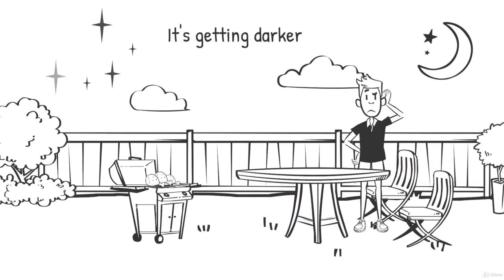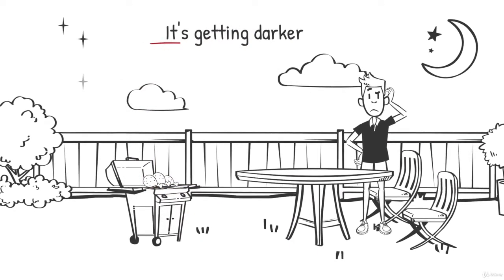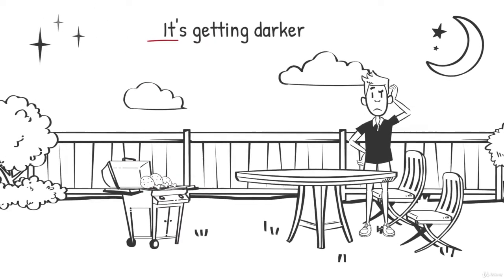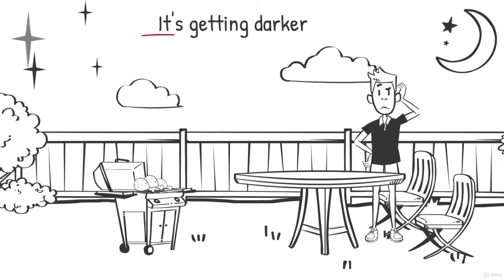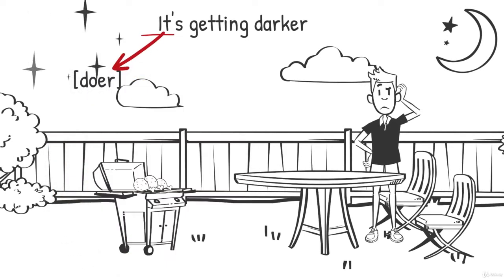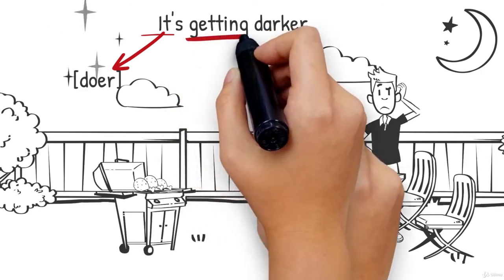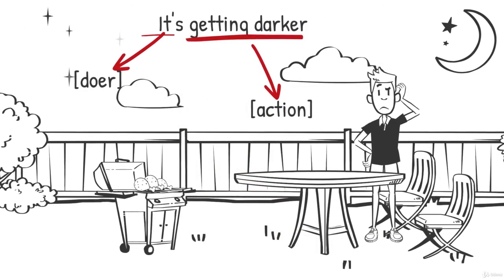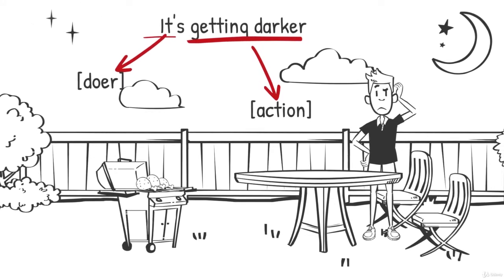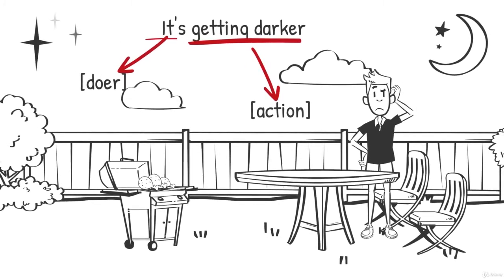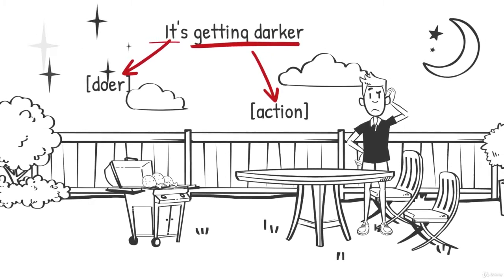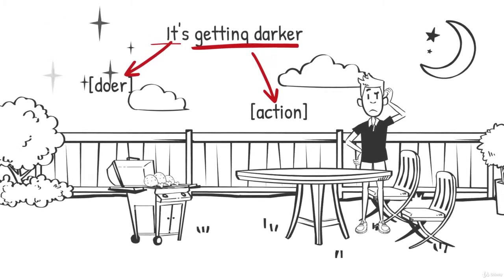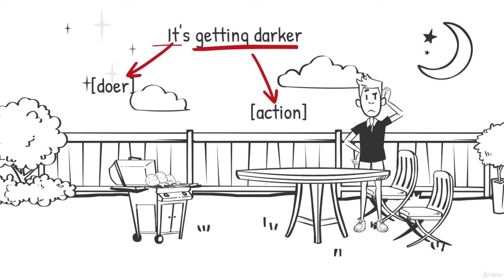It's getting darker. The subject here is it. It is doing what? It is getting darker. It is a doer of the action getting darker. This one might seem not too obvious, but we will go deeply into types of subjects in the later chapters. For now, it's important that you have a general understanding what a subject is.